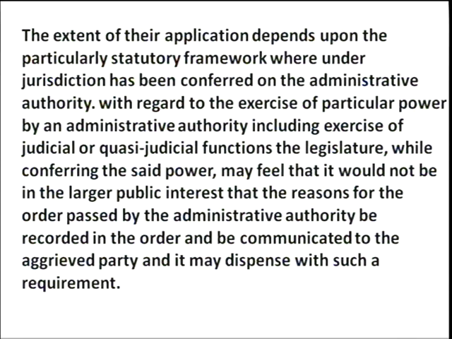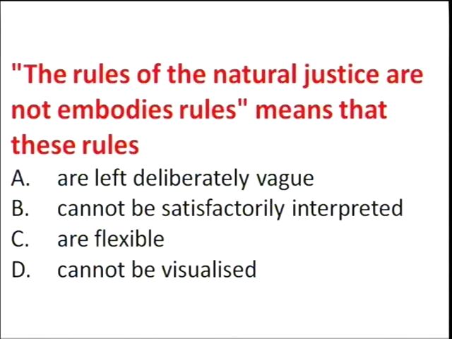Again, the passage is complex, so the best way is to find the questions and the question stem. The rules of natural justice are not embodied rules, means that these rules are left deliberately vague. Vague means unclear, cannot be satisfactorily interpreted, meaning it cannot be understood completely by every person, are flexible or cannot be visualized. You cannot visualize how the application will happen. Okay? Read this question, look at the options, make a note of this. I am going to pause, make a note of this.